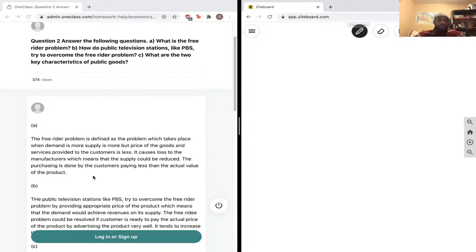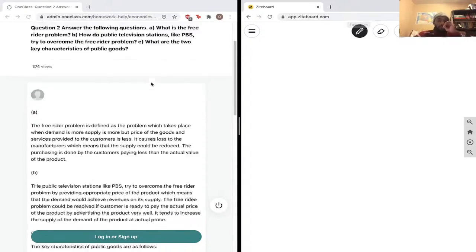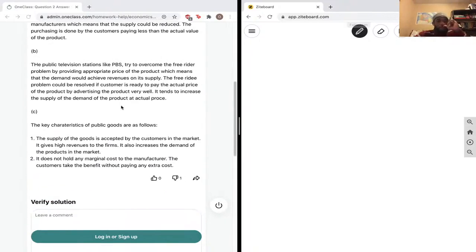And what are 2 characteristics of public goods? Key characteristics of public goods are as follows. The supply of goods is accepted by the customers in the market. It gives high revenues.